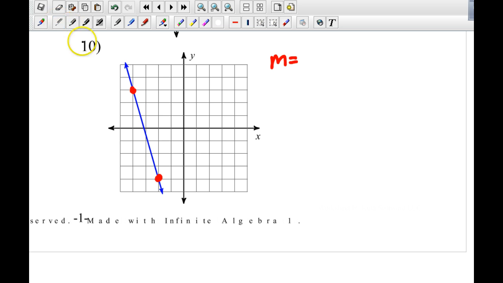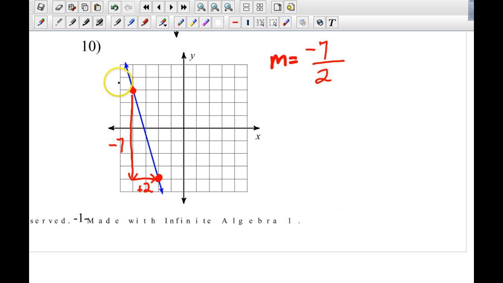Go ahead and, is this going to be positive or negative? Negative. So you already can see it's going down, so before you even start, you know it's going to be negative. Down how many? 7. Down 7. And right 2. So the slope is negative 7 over 2.